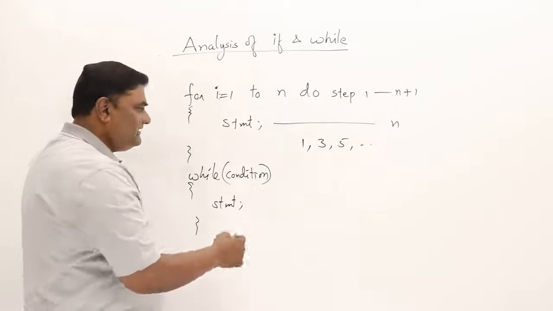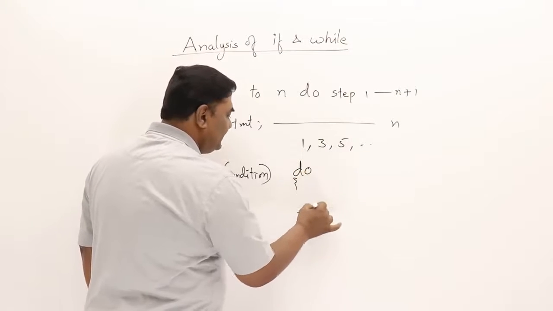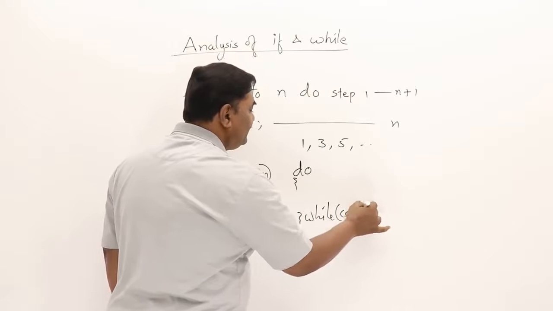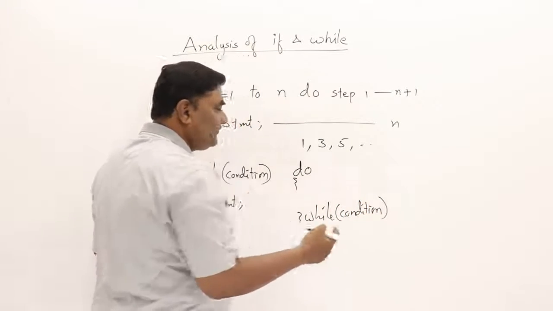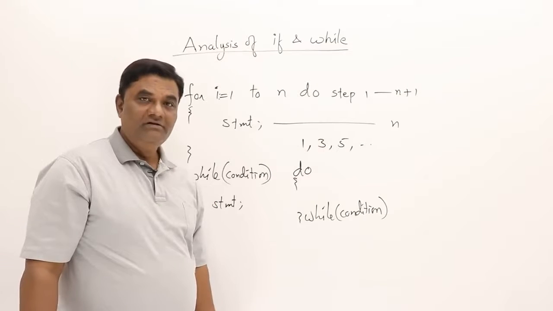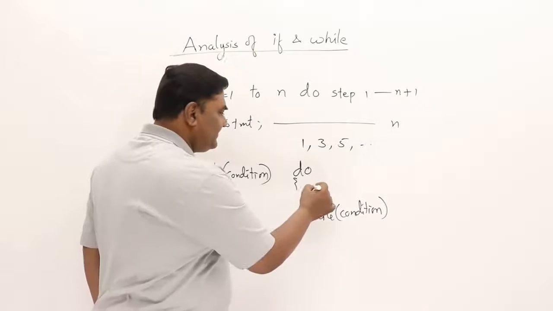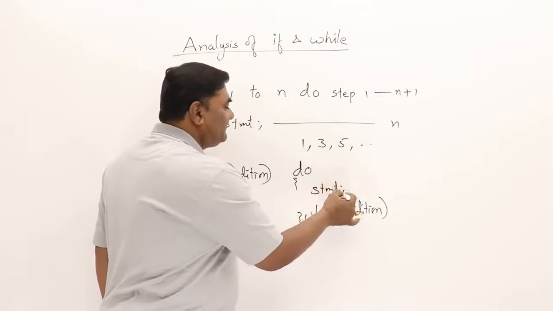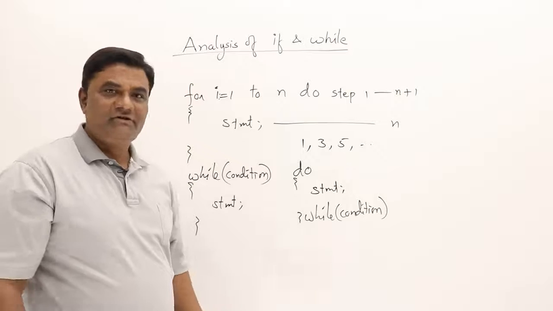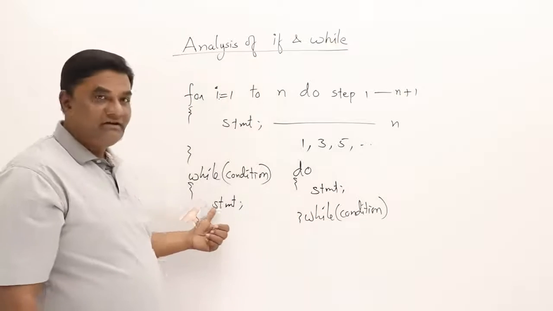And in C language we have do while, which is the same as this while except that it will execute even if the condition is false, for one time. Because it is a post-tested loop, post-checked loop. First it will execute the statement inside, then afterwards it will check the condition. So if the condition is false in the beginning itself, this will execute one time and this will not execute at all.